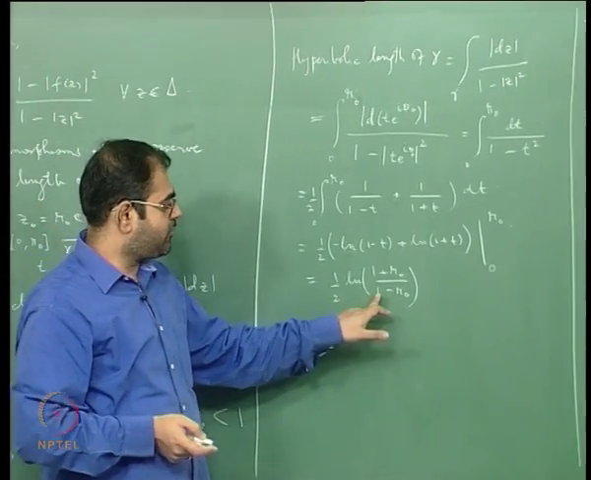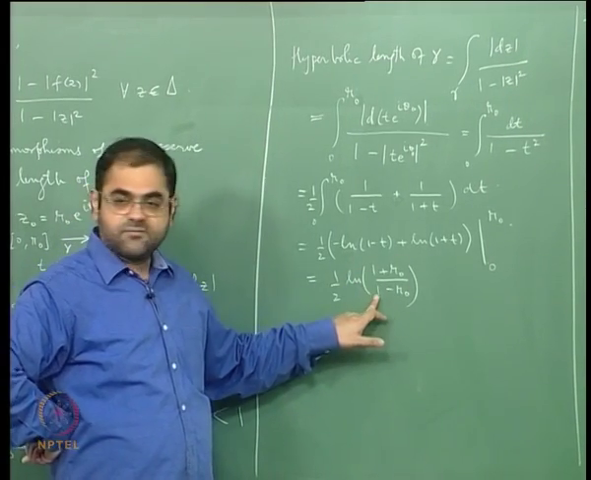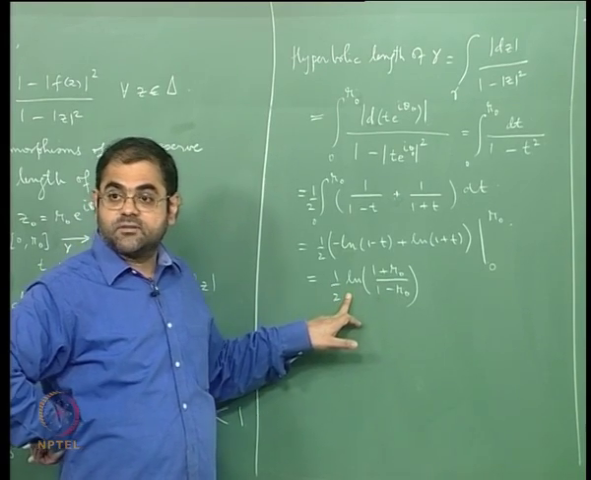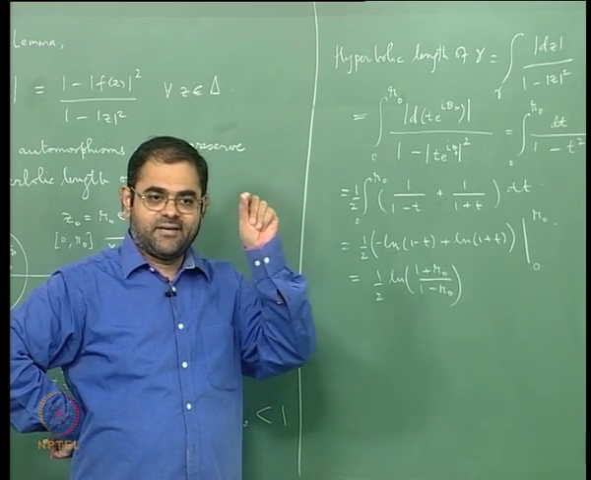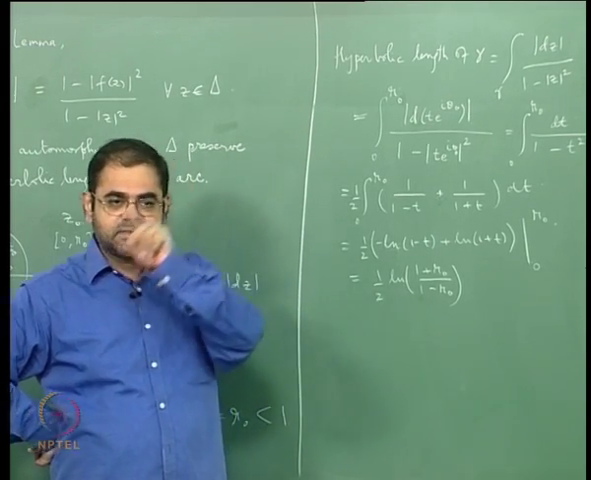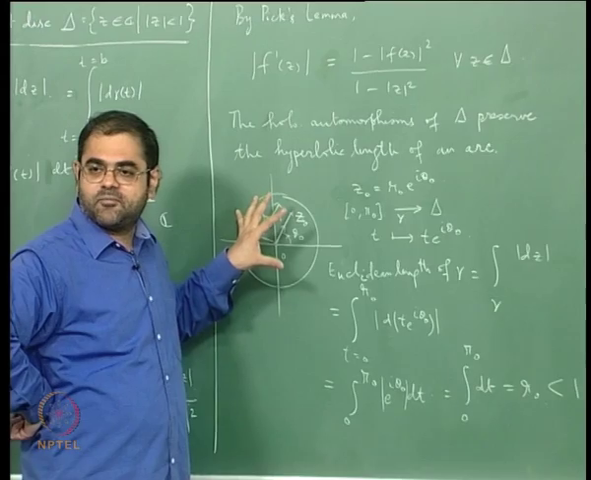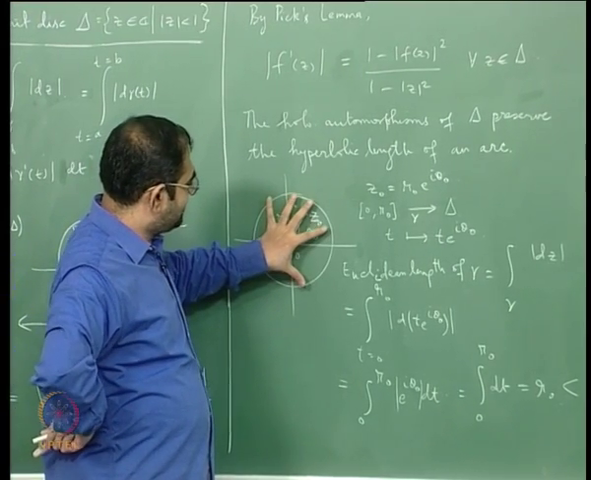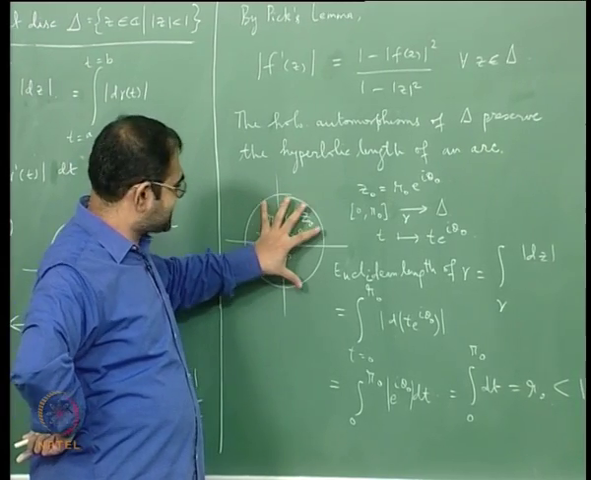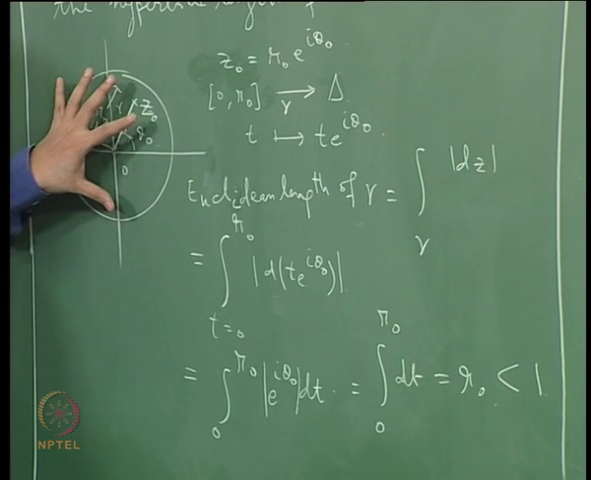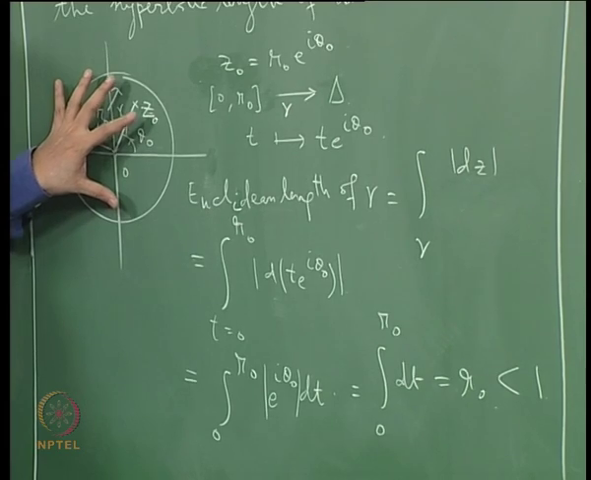So this is going to approach 0 plus, so this quantity is going to approach infinity plus infinity, and ln of that is going to go to plus infinity. So the moral of the story is the hyperbolic length will tend to infinity as the point z0 moves to the edge of the unit disk, as it goes to the unit circle. So this is the beautiful fact about the hyperbolic length. As far as the hyperbolic distance is concerned, the unit disk is not a bounded thing.